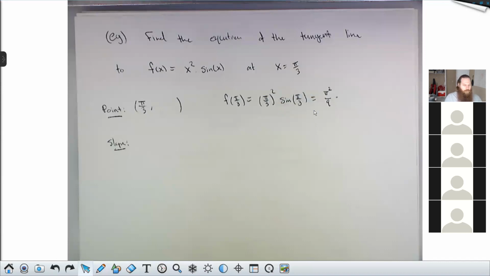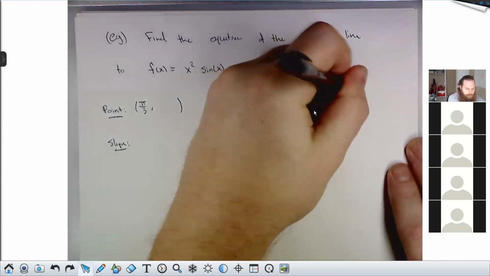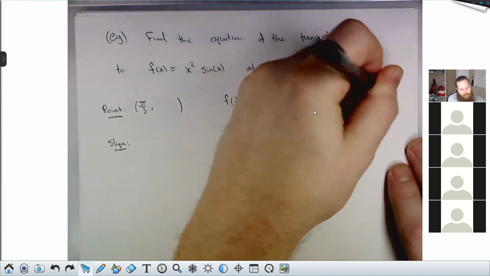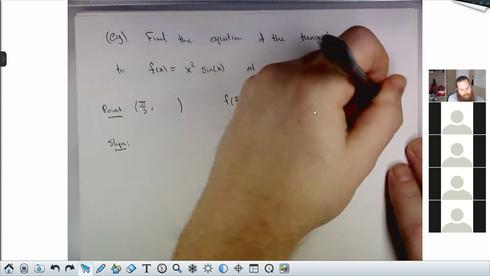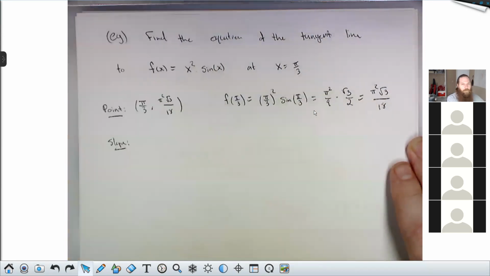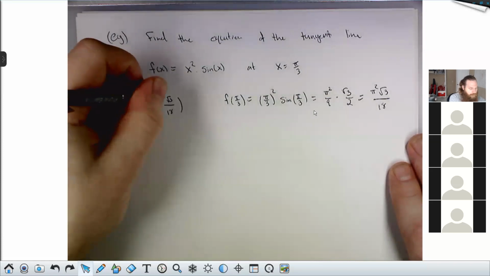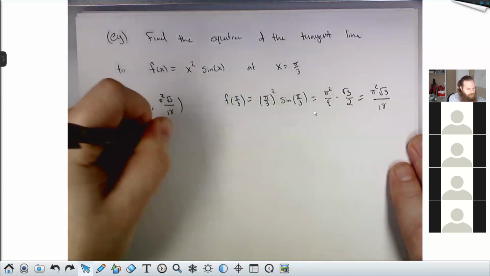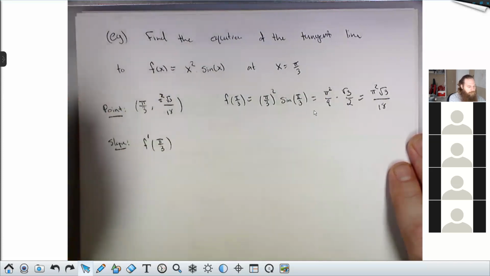Sine of pi over 3 is root 3 over 2. So this is pi squared times the square root of 3 over 18. So that's my point. The slope is the fun part here, right? I want to take the derivative. This is going to be f primed of pi over 3.